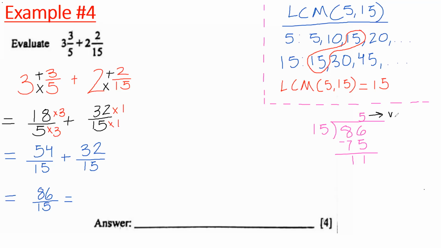The whole number is 5. And what's the denominator? That's going to be 15. And what's the numerator? 11. So our answer is going to be 5 as the whole number, 11 as the numerator, and 15 as the denominator. Are we done, or do we still have more to do? You can't simplify it. So our answer is 5 and 11 over 15.